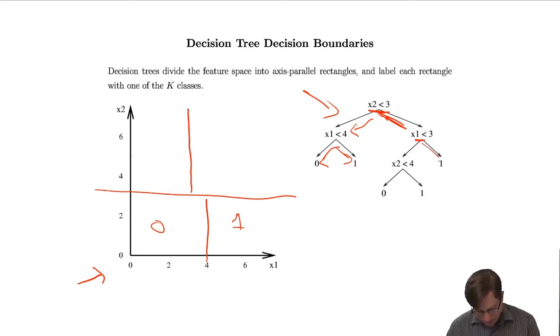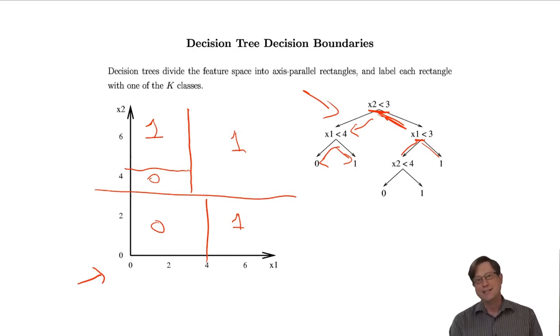If it's not less than 3, it's greater than, it would predict 1. Otherwise, it goes down this branch, and now we would say if x2 is less than 4, so we just carve off a little thing there. If it's less than 4, it would be 0, and if it's greater than 4, it would be 1. So that is the decision boundary of this particular decision tree. We could clean it up a little bit, and it would be a little staircase like this.